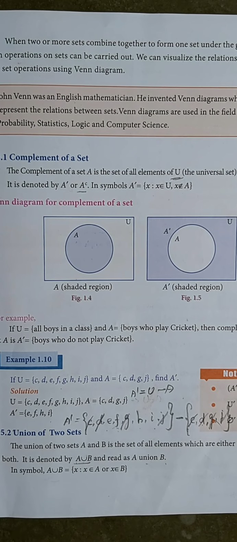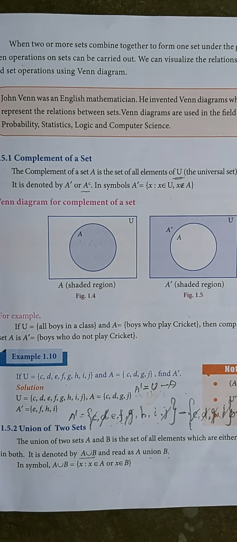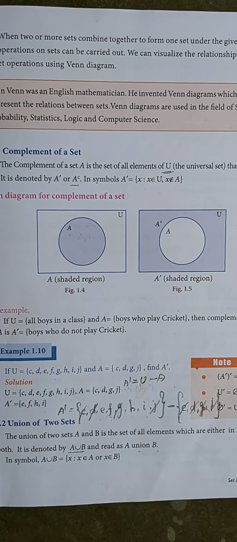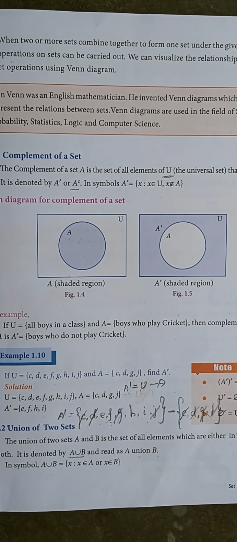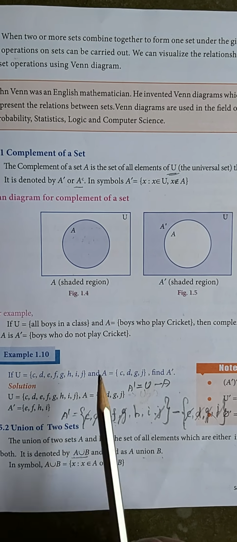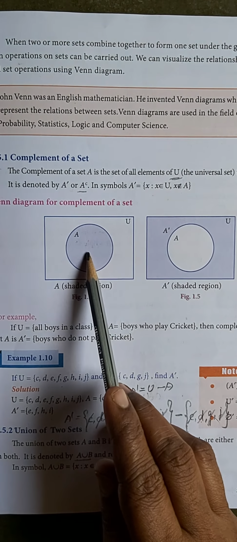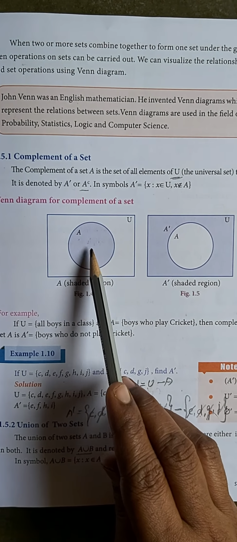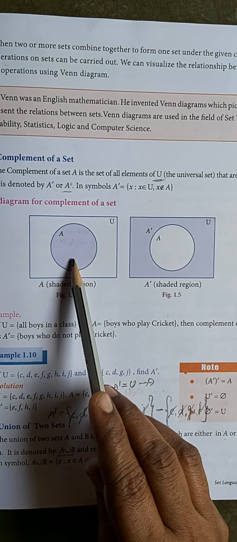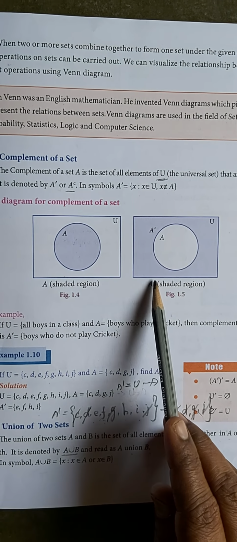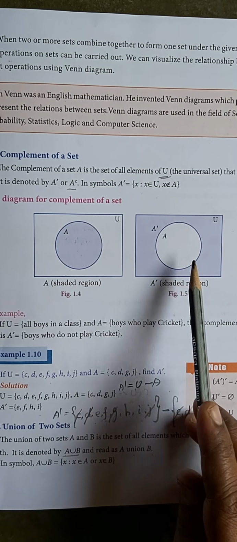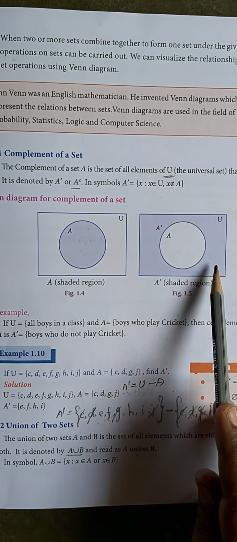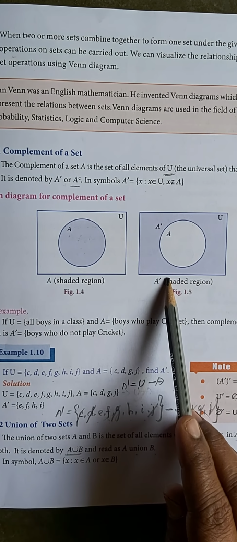Now, how to draw the Venn diagram. Complement of a set involves only one set, that is A. So here is one rectangular box with one circle, denoted by A. For A, you shade only this portion. But for the second one, A dash, A dash means except A, you shade the other places, the outer area. That is A dash.